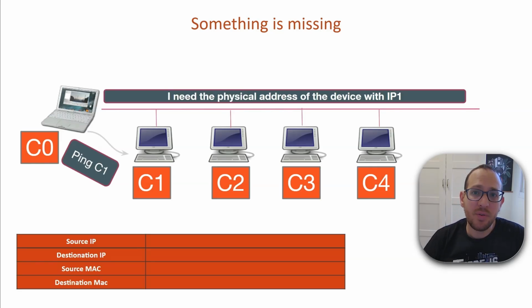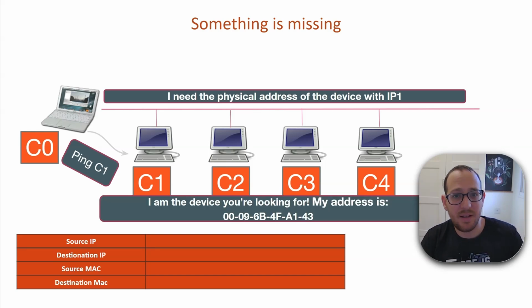All of the other hosts on the network, on the segment, receive this message. What they're supposed to do at this point is to look at it and say, okay, he's asking about an address. Do I know this address? Does it belong to me? And now it really depends on implementation, but at least the machine whose address is the one being queried would respond. So in this example, C1 says, hey, I'm the device you're looking for, and this is my address.